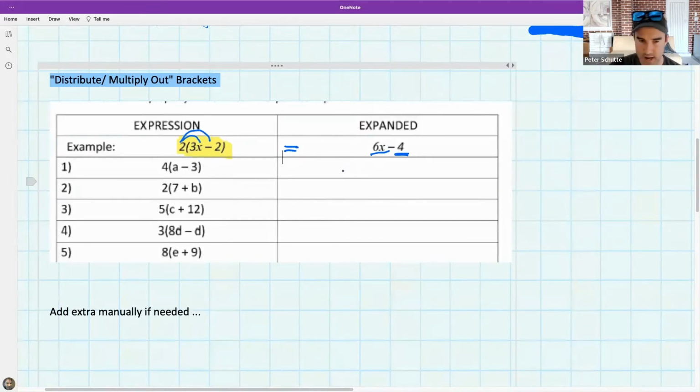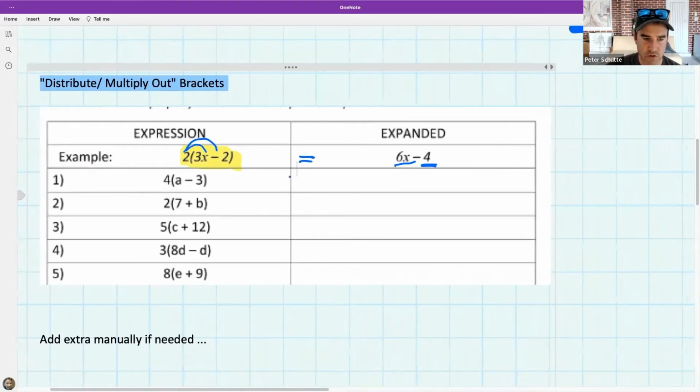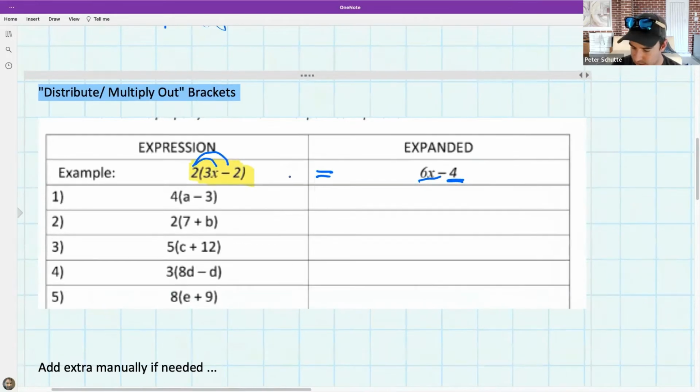So what I want now is for everybody to try and do these 5 questions. However, if students are confused about how to multiply out brackets, I want you to raise your hand and then we will do some. Okay, so over to you guys. Let's see the distribution skills flying.